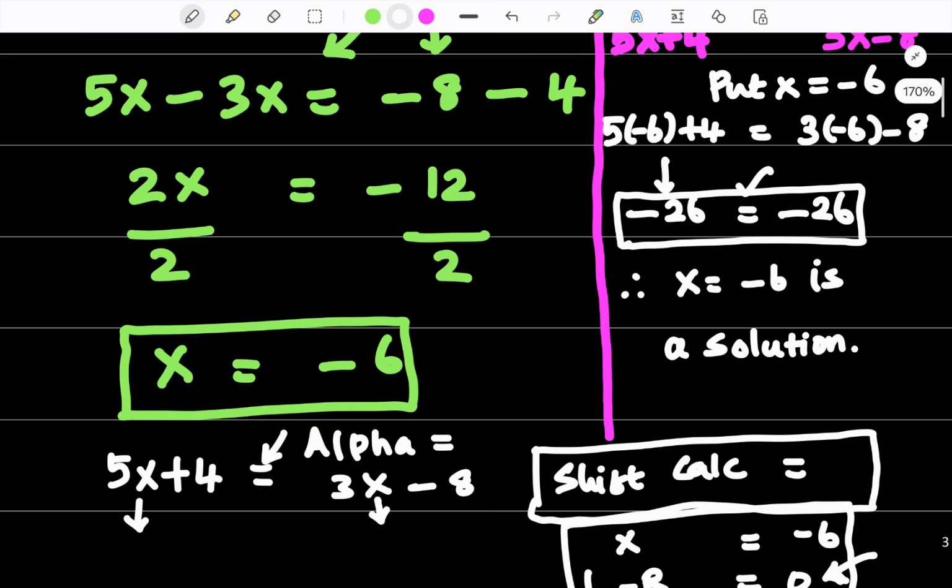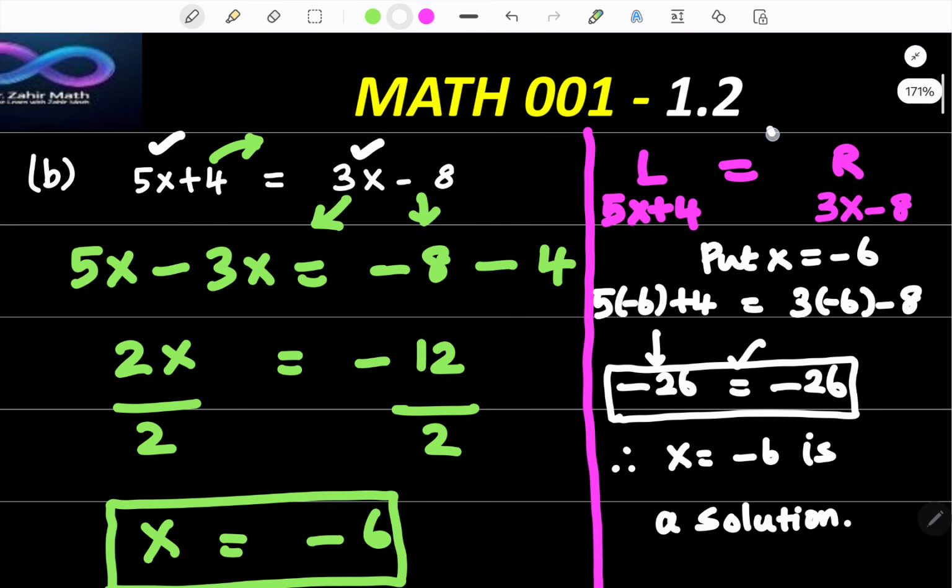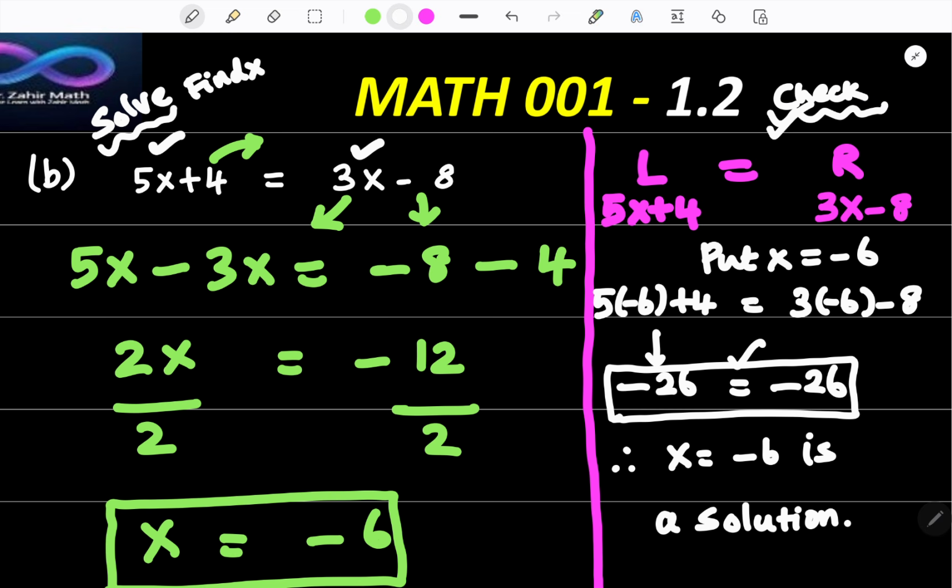But can I take this step directly and write it in the paper, teacher? No. In the paper you should write left is equal to right. You have to make sure your answer is correct or not. So this is called solve. Solve means find x. Clear? And this is called checking: how to check whether the solution is correct or not.